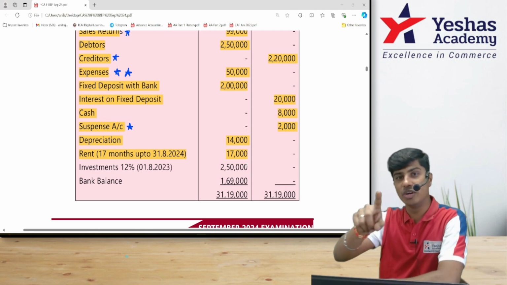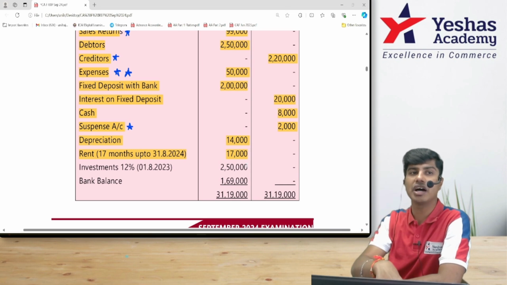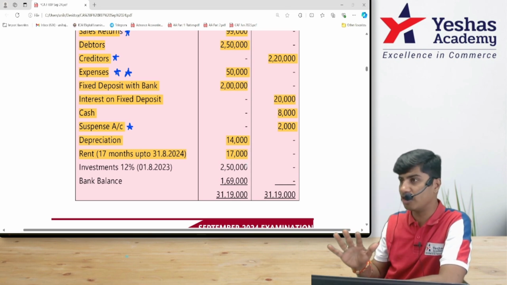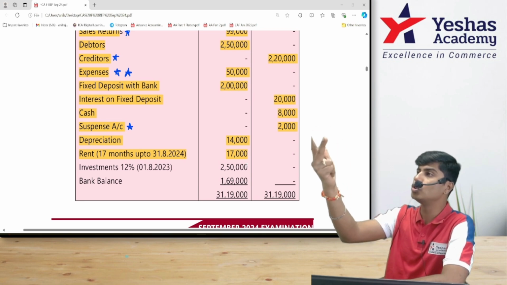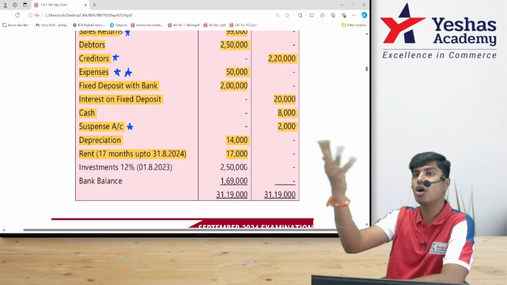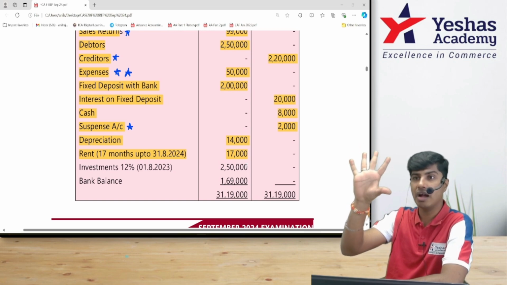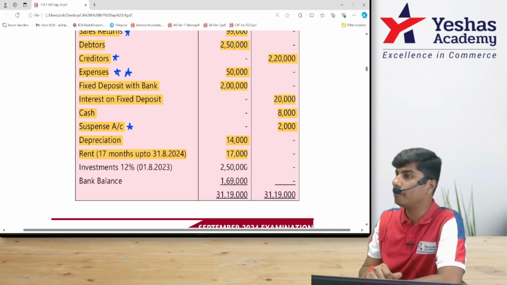In a year, there are only 12 months. If they paid for 17 months, they paid for 5 months extra. When is our year ending? 31st of March. They paid till 31st of August. April, May, June, July, August. 5 months rent is paid extra. That 5 months rent will become prepaid rent.